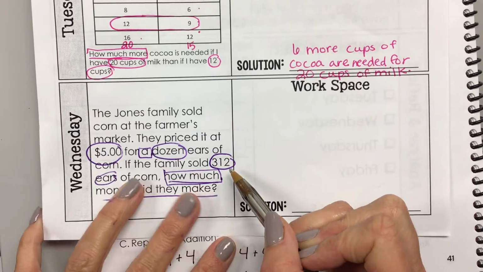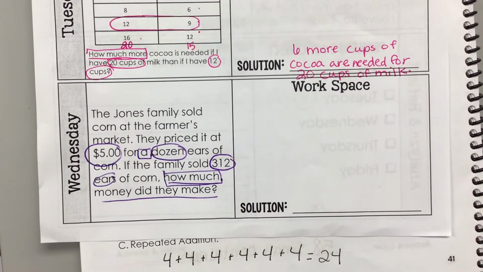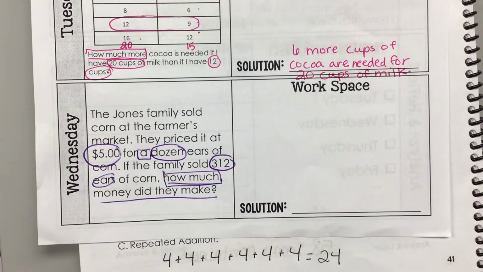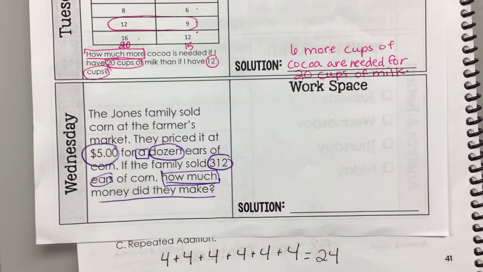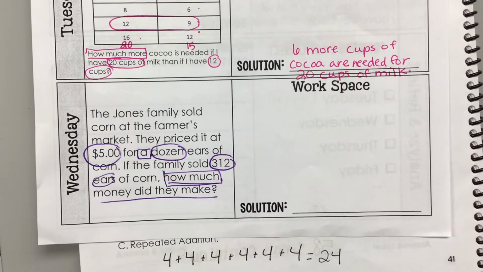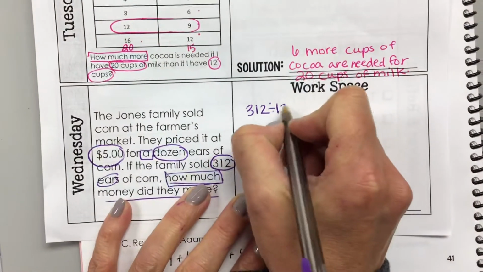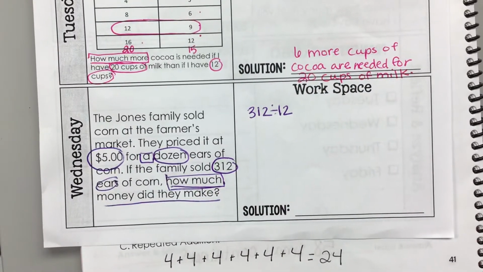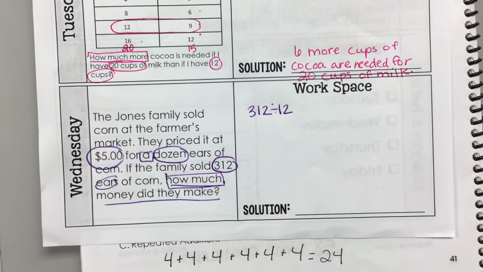What do I need to do to figure out how many dozen ears of corn they sold? They sold 312 ears and there's 12 in a dozen. What should I do to figure out how many dozen ears of corn they sold? Yes. 312 divided by 12. Okay, now that is a skill that we don't have yet, right? That's fair. We don't know how to do 312 divided by 12.